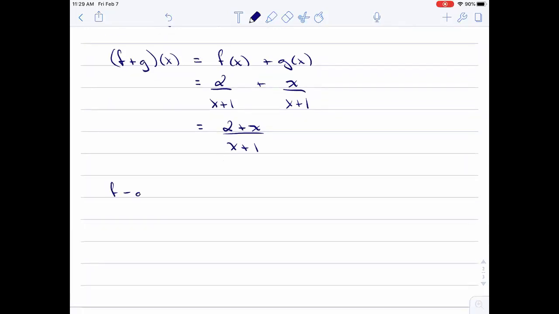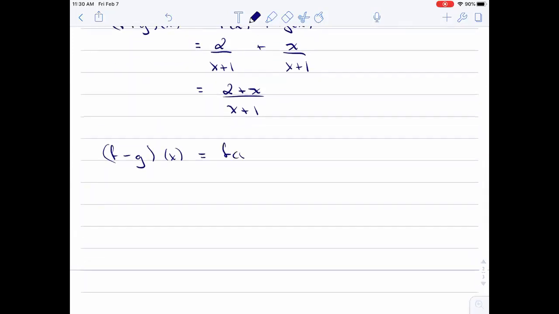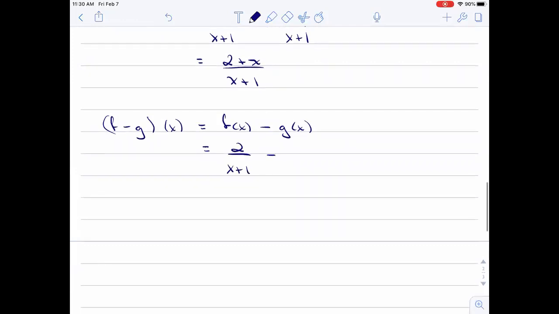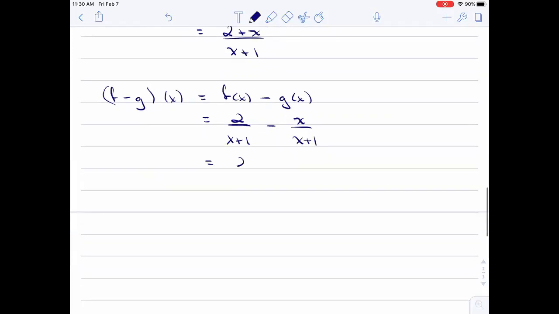How about f minus g of x? Again, we know that we can rewrite it as f of x minus g of x, which is, again, 2 over x plus 1 minus x over x plus 1. Same thing here, common denominator. So I'm safe. So I have 2 minus x over x plus 1. Same thing, just going to leave it.